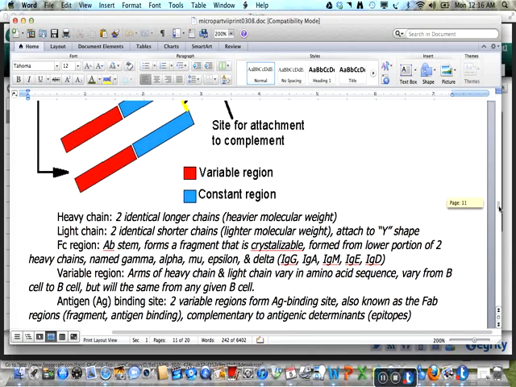So when we say they're specific for any type of B cell, any B cell that's going to make one particular type of antibody, all of the antibody that is going to be made is going to be the same on those specific B cells and their clones.